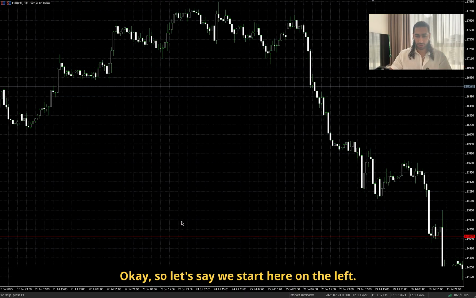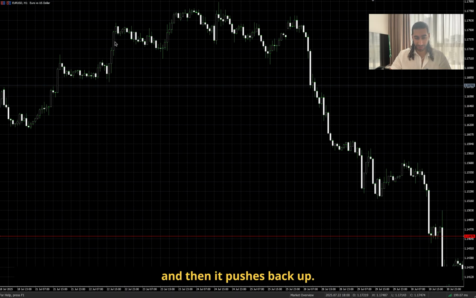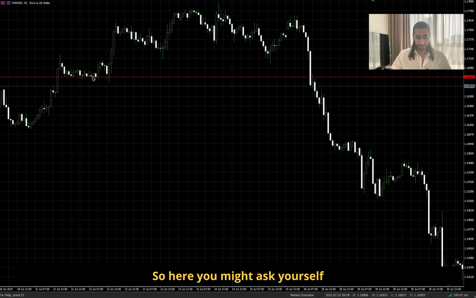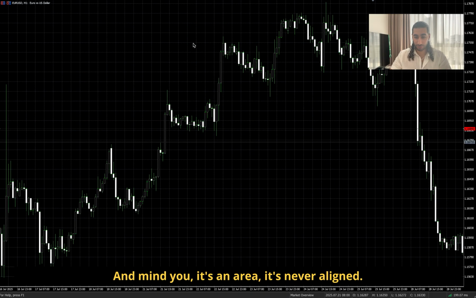Okay, so let's say we start here on the left. You see that push going to the upside. Here at this price, it stops going up. It hovers around and doesn't go lower than here, and then it pushes back up. So here you might ask yourself why the price doesn't go lower than here. And mind you, it's an area. It's never a line.